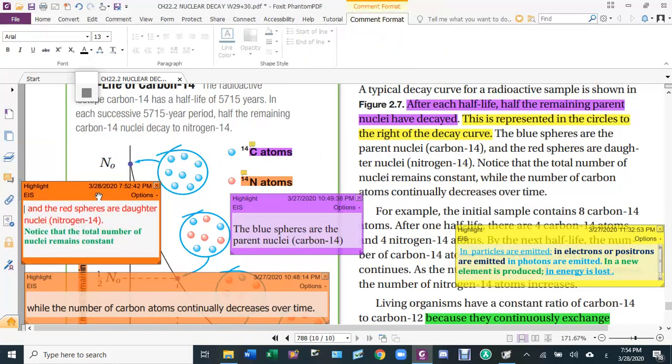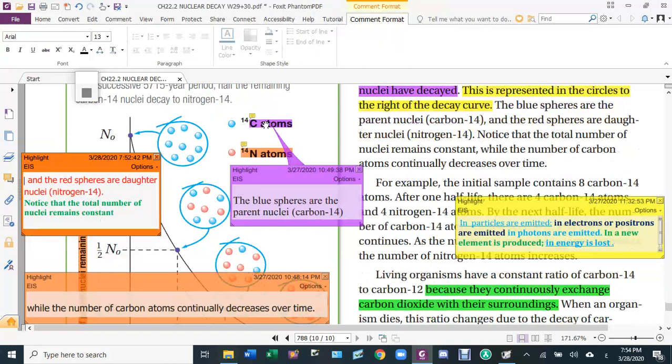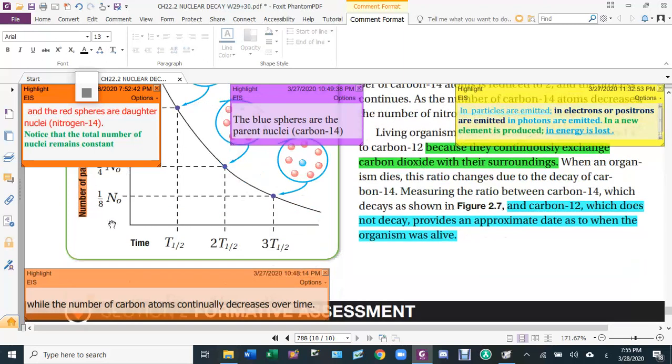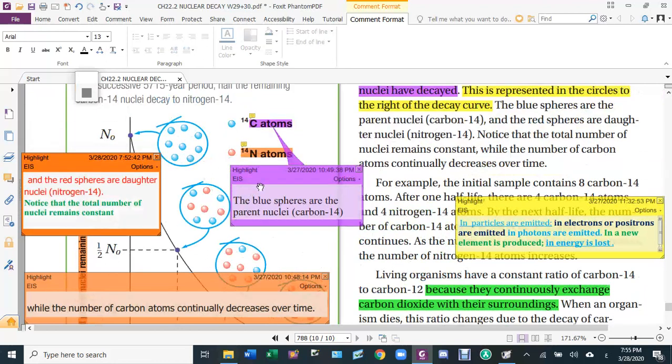What's here? The blue spheres are parent nuclei, carbon 14, and the red spheres are daughter nuclei, nitrogen 14. Notice that the total number of nuclei always remains constant. 8 becomes 4, 4 becomes 2, 2 becomes 1. N, half N, quarter N, eighth N. It's here, the blue spheres and red spheres.